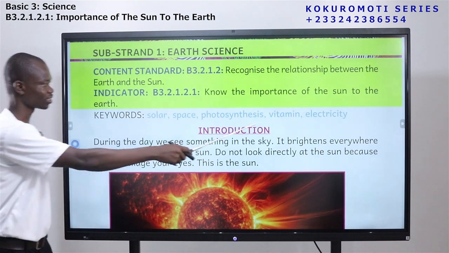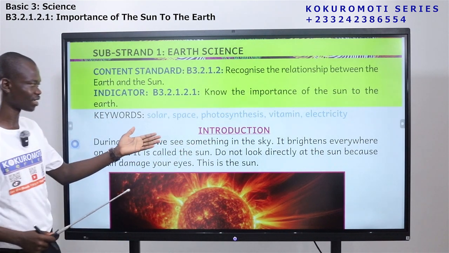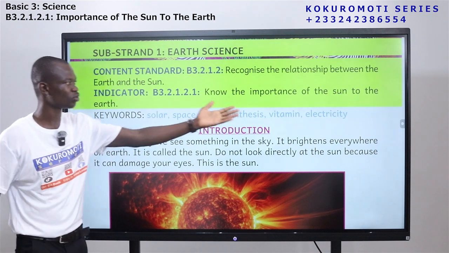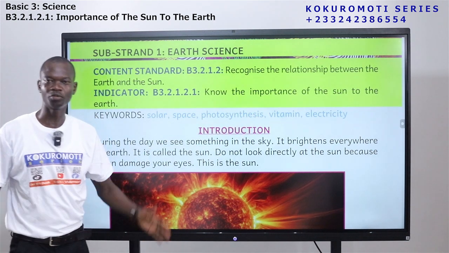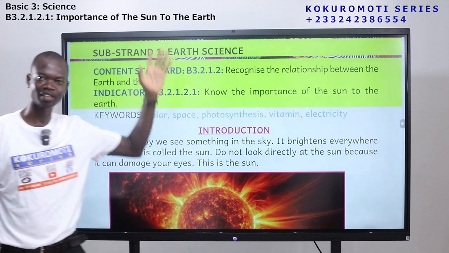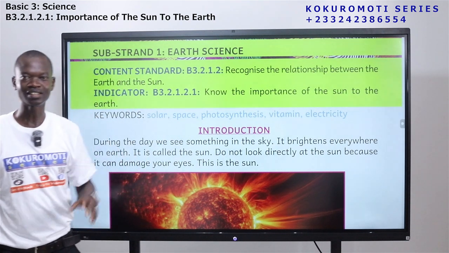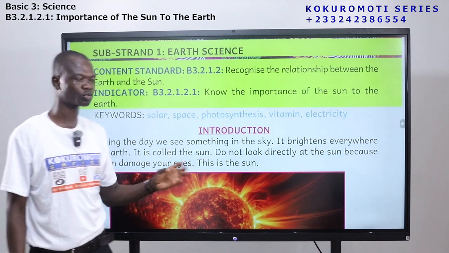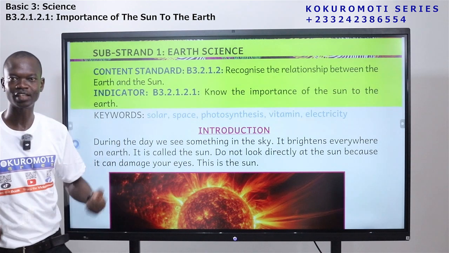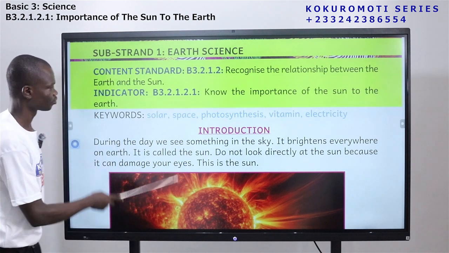So these are some of the words that we are going to see, and I believe you understand them. Today we are looking at the importance of the sun to the earth. We are on the planet Earth. The sun too is there. The sun does something for the earth. So we are going to look at what the earth gets from the sun.